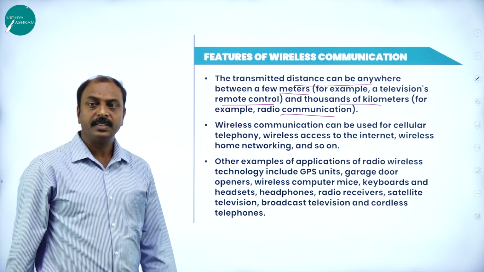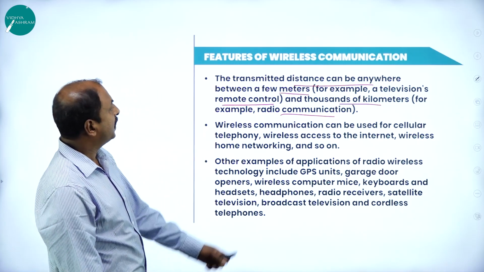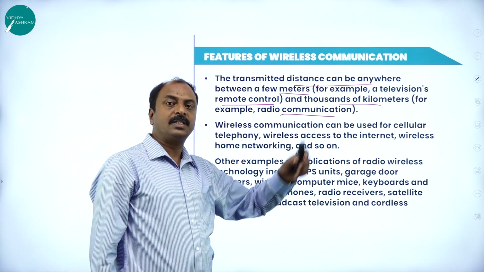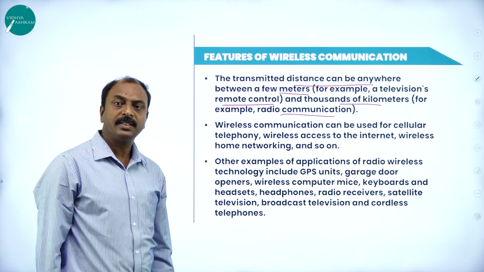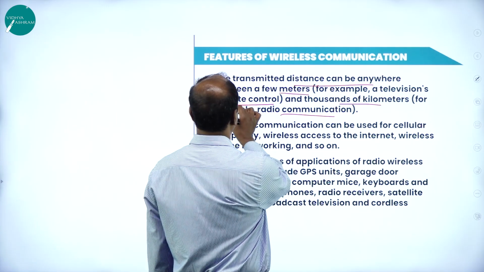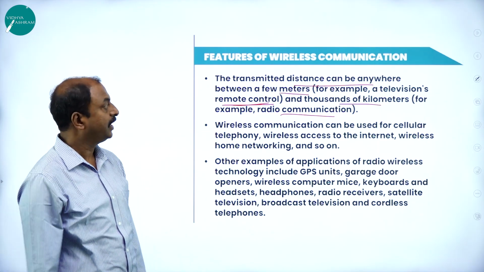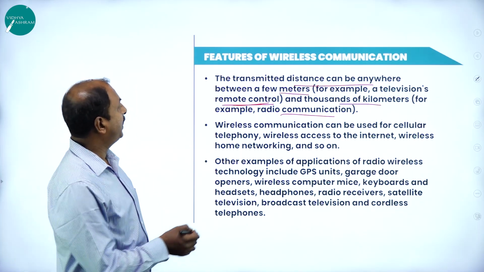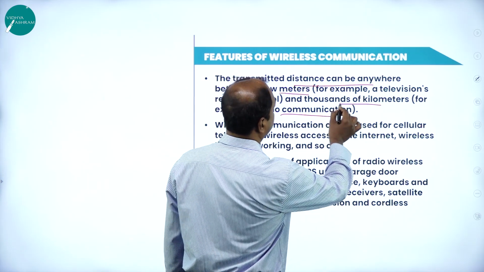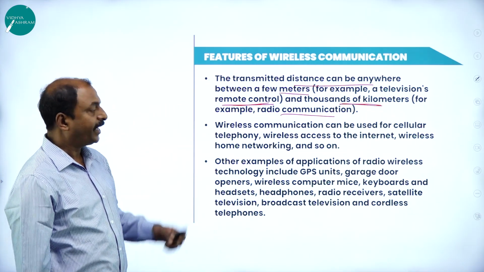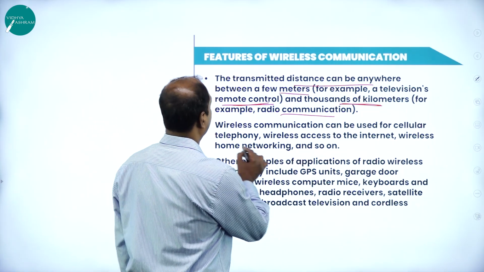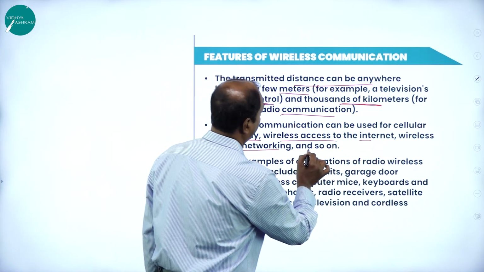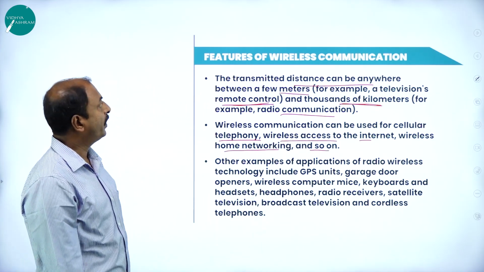In wireless communication, the distance doesn't matter. It may be a small distance between two devices, or the distance may even be very large. A very good example is the remote control of your TV or any other devices, where the distance between the remote control and the device is minimum. Another example is where the distance can be in terms of kilometers. The next point is that the communication can be used for cellular telephone, wireless access to the internet, wireless home networking, and so on. These are examples of wireless communication.